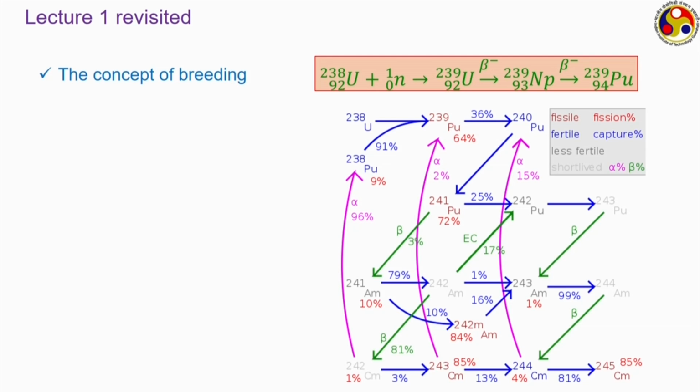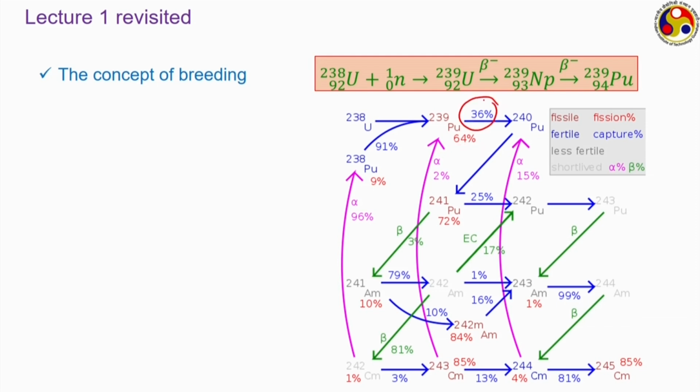Now, U-239 and Neptunium-239 both have extremely small half-lives, and therefore we can just neglect them. We can consider that U-238 can directly get converted to Pu-239, which is a fissile material. As shown here, it has a 64% probability of participating in a fission reaction. Therefore, its fission cross section is reasonably high, but it can also participate in other reactions.